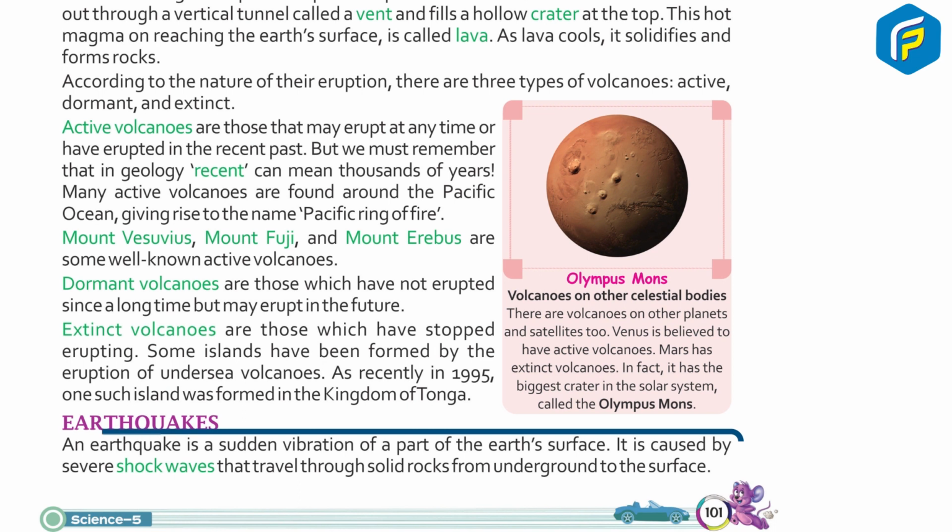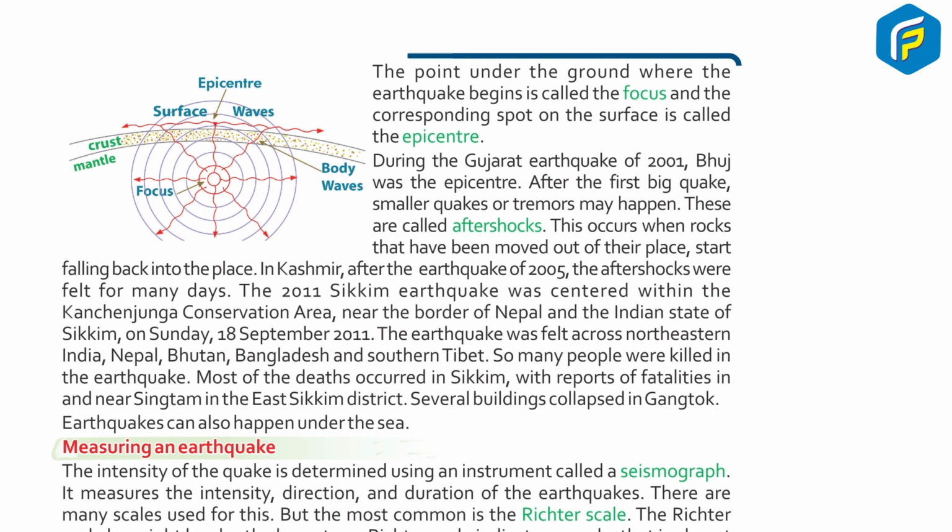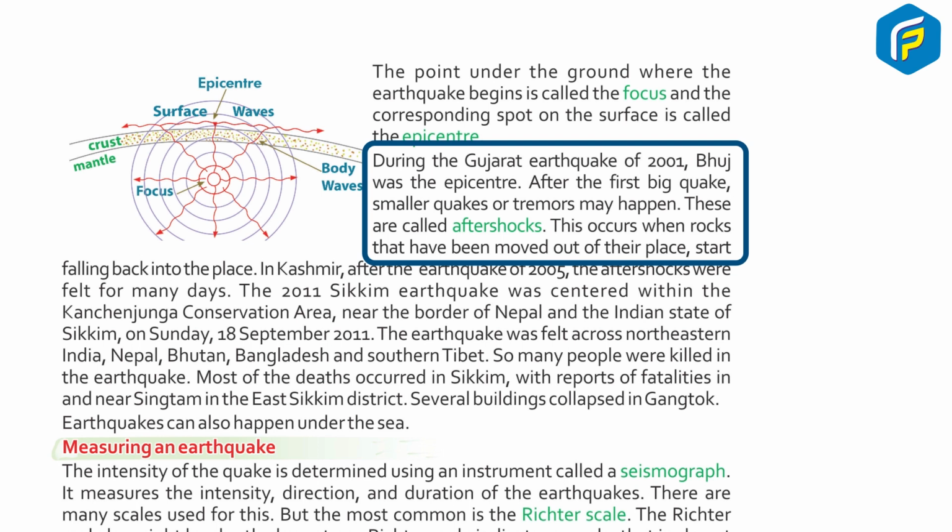Earthquakes. An earthquake is a sudden vibration of a part of the Earth's surface. It is caused by severe shock waves that travel through solid rocks from underground to the surface. The point under the ground where the earthquake begins is called the focus, and the corresponding spot on the surface is called the epicenter. During the Gujarat earthquake of 2001, Bhuj was the epicenter.